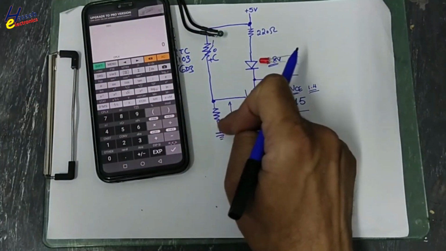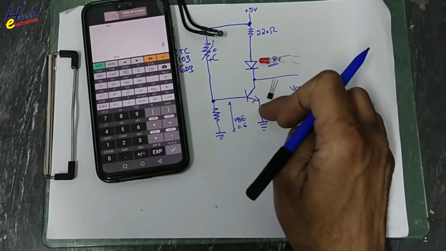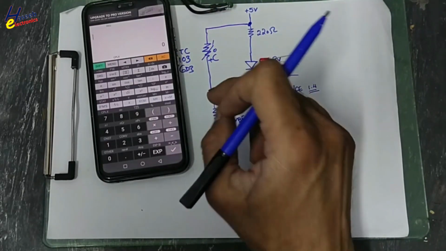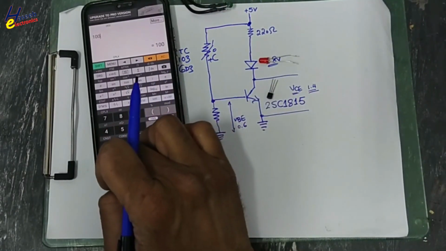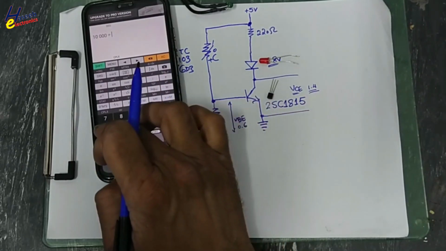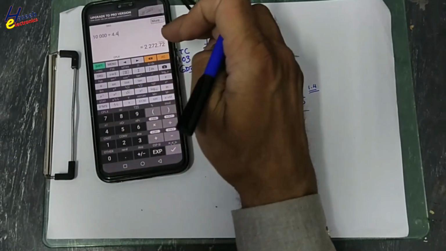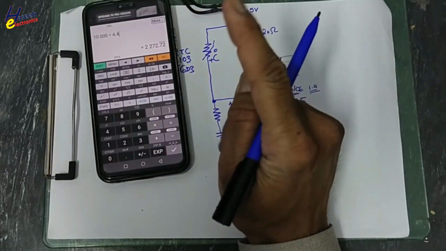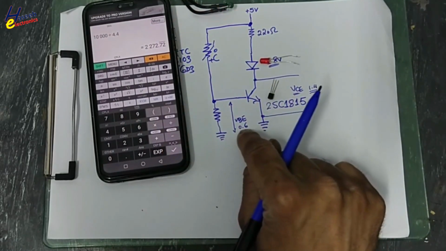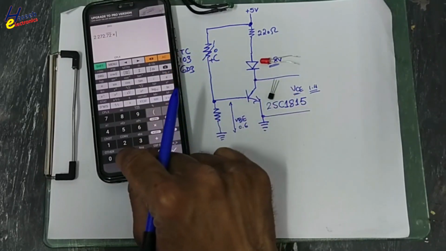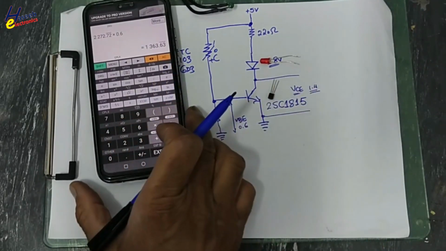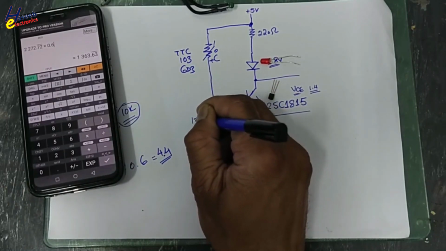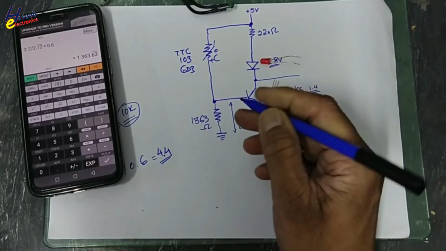Now we need to select this resistor. This time we will ignore the base current. We will calculate this point. 10K resistor divided by 4.4 volt, 2272 ohms resistor is allocated for 1 volt. We need 0.6 volt. Multiply with 0.6, 1363 ohm resistor. 1363 ohm resistor is required here.